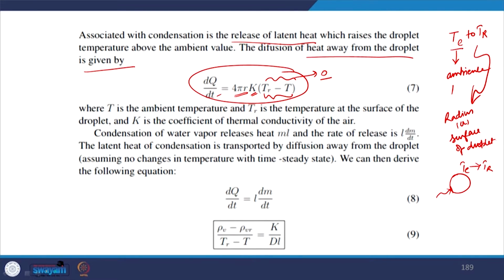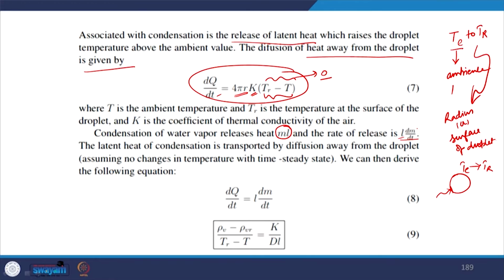So, this is the simple conduction equation where T is the ambient temperature, T r is the temperature at the surface of the droplet, capital K is the coefficient of thermal conductivity, right. So, the condensation of water vapor gives out a heat m L, right. m L is the amount of heat and the rate of release is L dm by dt. L is obviously not a function of time, so we keep it out of the differential. And we say that L dm by dt is the rate of release of the heat. So, the latent heat of condensation is transported by diffusion away from the droplet.